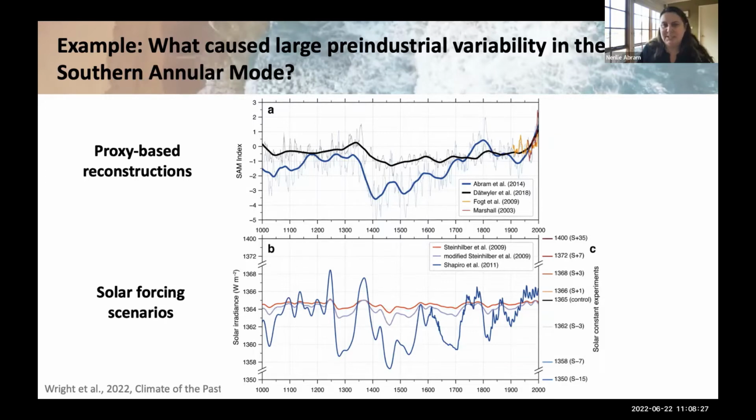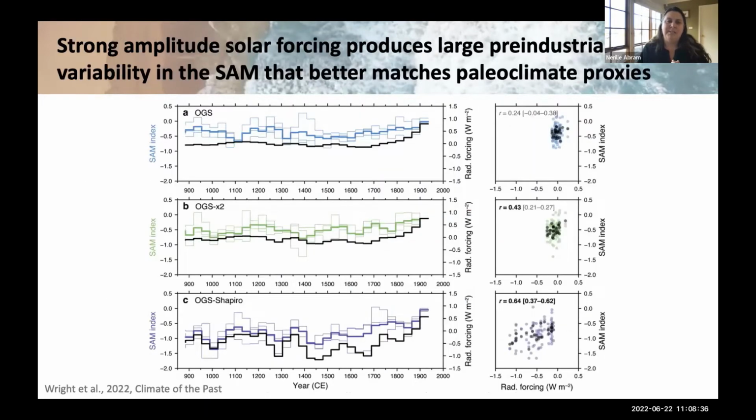And so what we wanted to see was what happens in a climate model if we run a much larger range of solar variability. These are some results using multiple last millennium runs using the Mark 3L model, using the regular magnitude of solar forcing in blue, 2 times the magnitude of solar forcing in green, and then that large amplitude solar forcing in purple. And what we see is that if we have a large magnitude of solar forcing, we do generate a lot more variability in the southern annular mode, and we get a much stronger correlation with our paleoclimate records.